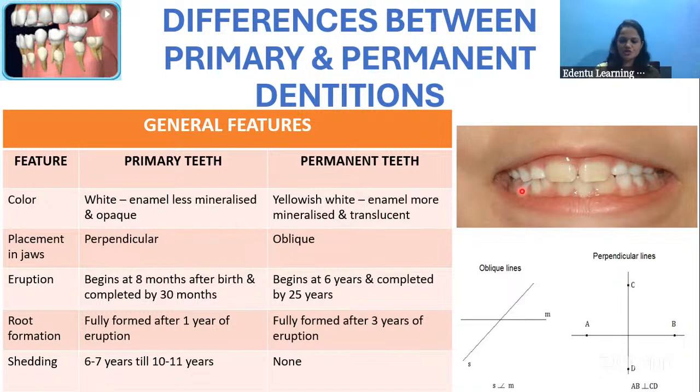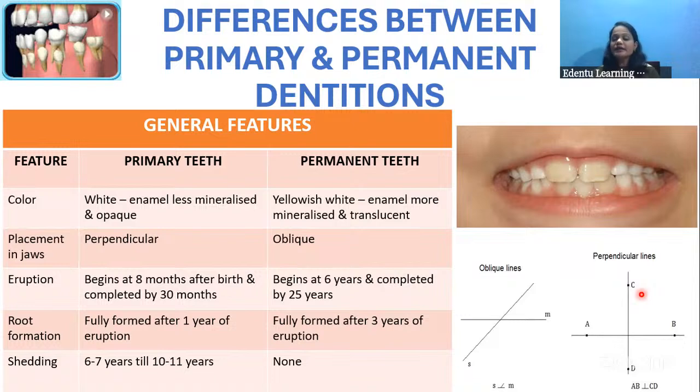Now, the placement in the jaws. This is extremely important because primary teeth are placed perpendicular, meaning at 90 degrees. If this is the alveolar bone, then the teeth are placed upright at an angle of 90 degrees in the jaws. Whereas the permanent teeth are placed in an oblique manner. They are not in a straight, perpendicular line, but somewhat inclined lingually or buccally. This inclination is usually seen in the permanent teeth.